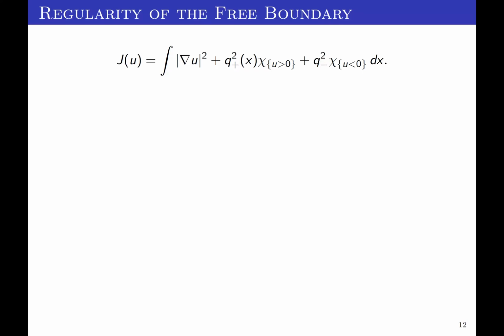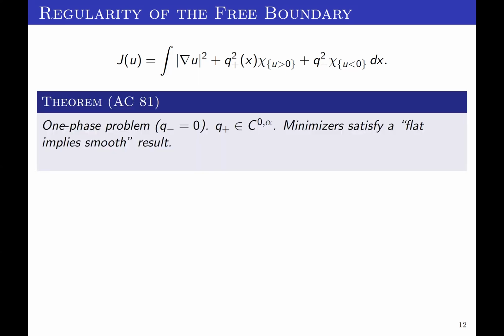Cool. So with this idea in hand, we can actually prove nice results on the regularity of the free boundary. Seminal results by Alt-Caffarelli in this aforementioned paper say that if you're in the one phase problem, right, so q minus equals 0, minimizers satisfy what's called a flat implies smooth result, or an epsilon regularity result. So in particular, you can write the free boundary as two pieces, a regular part and a singular part.